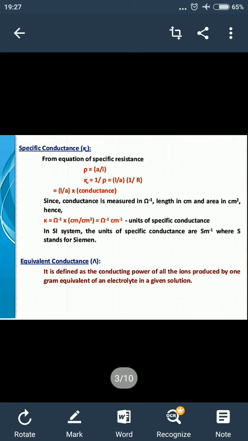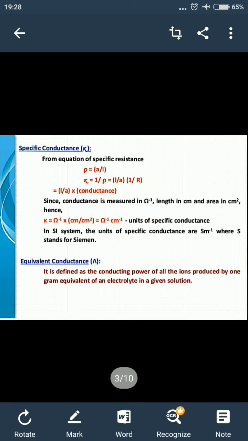what will be the unit of specific conductance? Ohm inverse centimeter inverse. It is represented by kappa K. In SI system, the unit of specific conductance is Siemens meter inverse, S m inverse, S m minus 1. S is Siemens. Now we come to equivalent conductance.